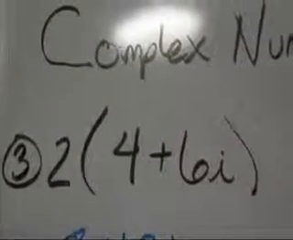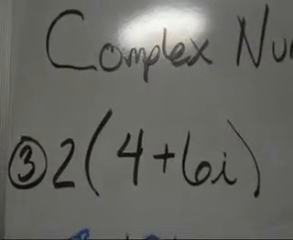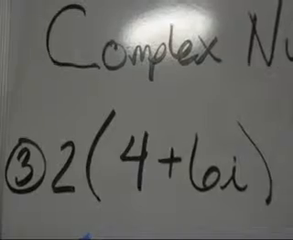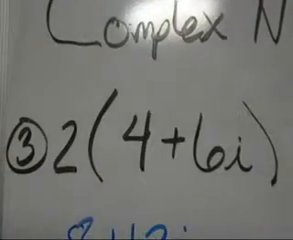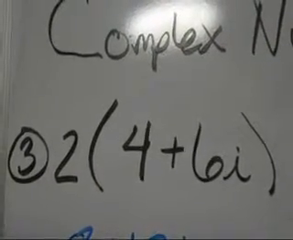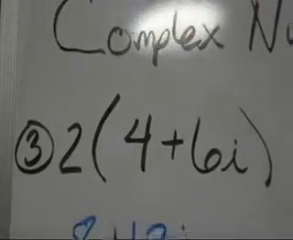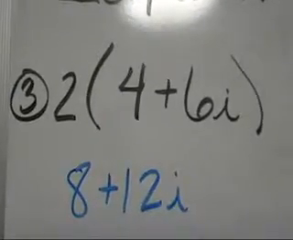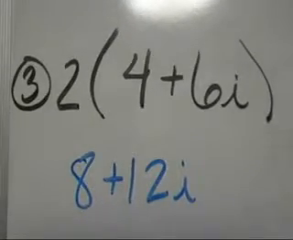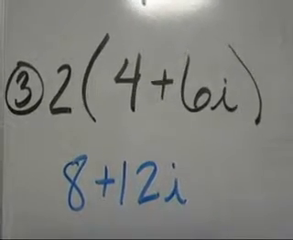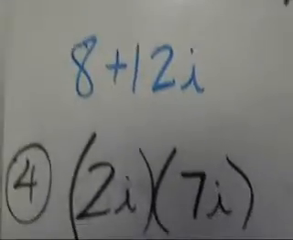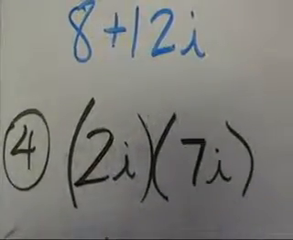We can also do the distributive property with complex numbers. All you have to worry about here is the coefficients. For now, this i is like an x or a y or a p or a q. 2 times 4 is 8, and 2 times positive 6i is positive 12i, so the answer is 8 plus 12i. Simple distributive property.